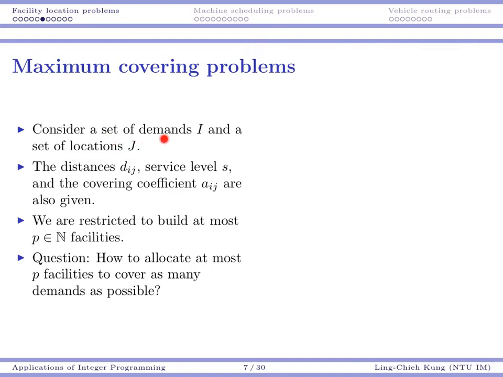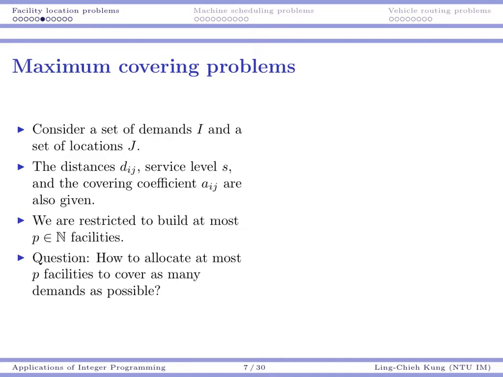I give you a set of demands i and a set of locations j. The distance d_ij, or you can say the traveling time, it doesn't matter. And the service level s and the covering coefficients a_ij are all given. So this part is the same as the set covering problem. You know for each pair of i and j whether facility j can cover demand i. Okay, so that's something you know.